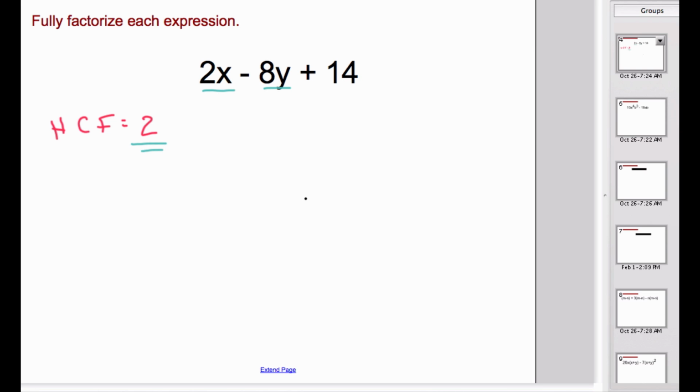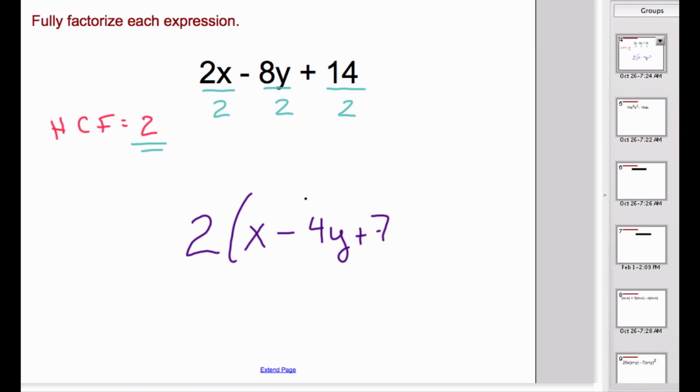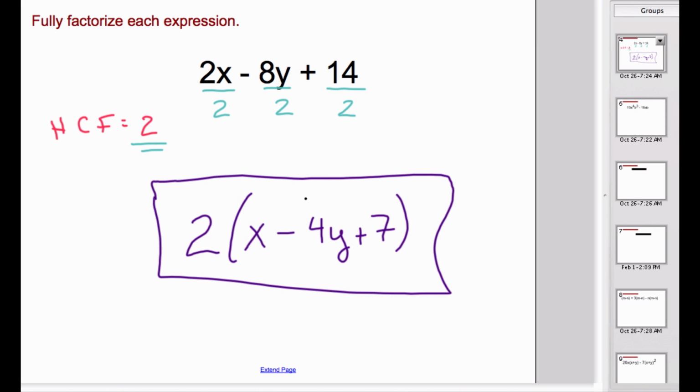Okay, so to factorize, we're going to divide each term by that HCF that we just found. So the HCF comes out in front. That's what we're dividing out. Then we have our brackets, and now we're going to put the result of our division. So 2x divided by 2 is just x. Those 2's cancel. 8y divided by 2 is 4, so we have minus 4y. And then 14 divided by 2 is 7, so plus 7. And remember, you can always check your answer by distributing that 2 back in and make sure you get what you started with.